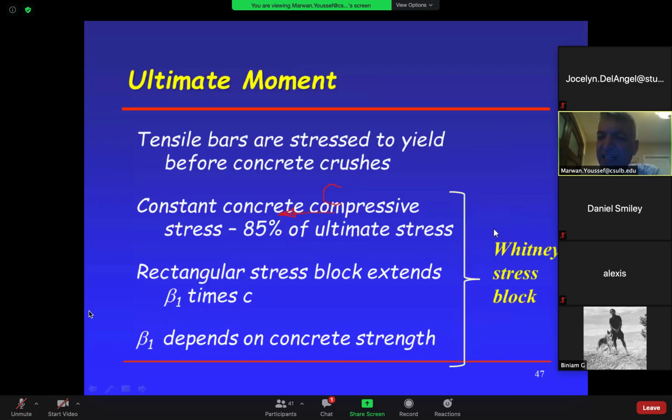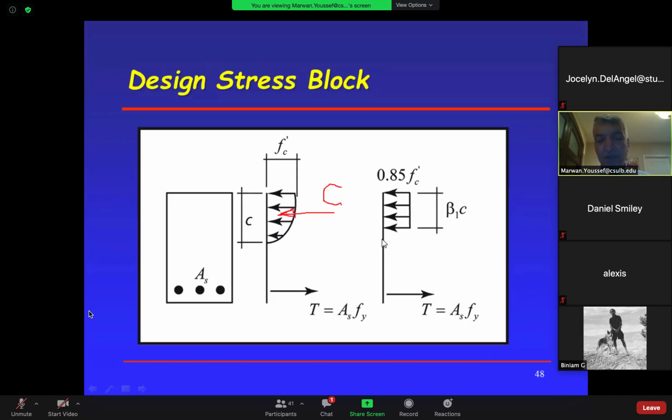His name is Whitney. He came and said, okay, instead of doing this, I'm going to convert this to a stress block. Because this is a parabola, he's going to convert this to an equivalent rectangular block. Because if I do rectangular, then my C is easy, right? My C is the area of this rectangle. Can I calculate that? Yes, easy.